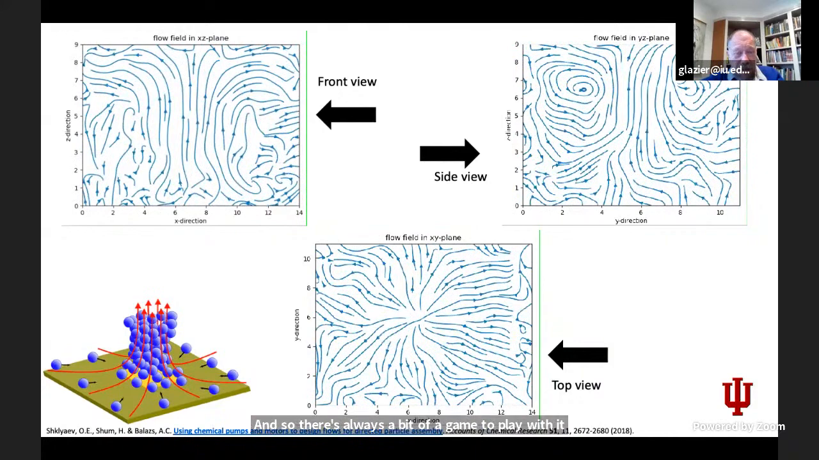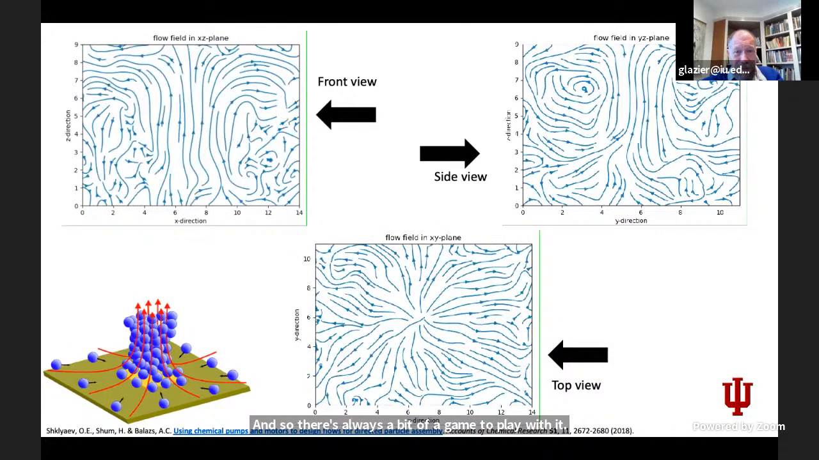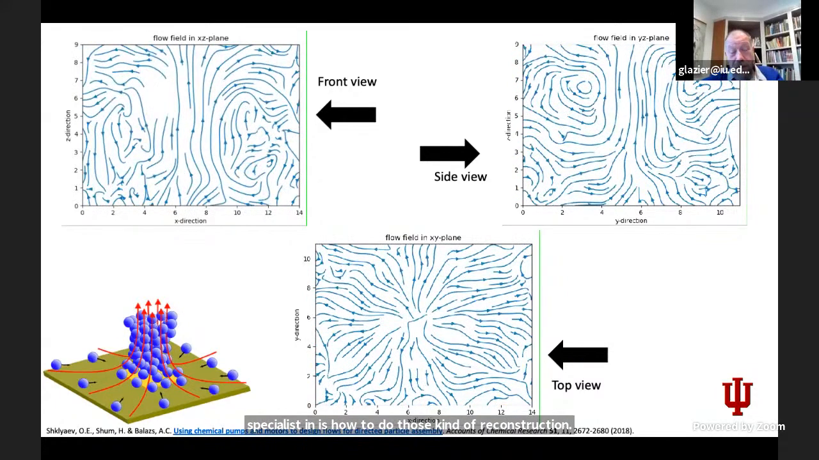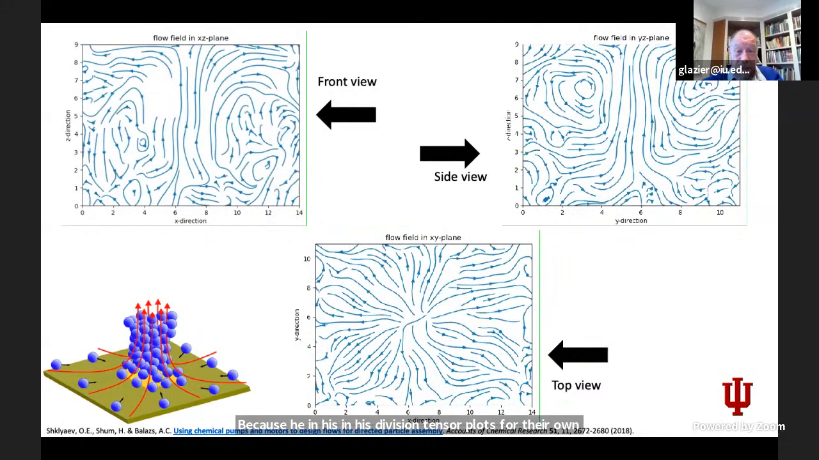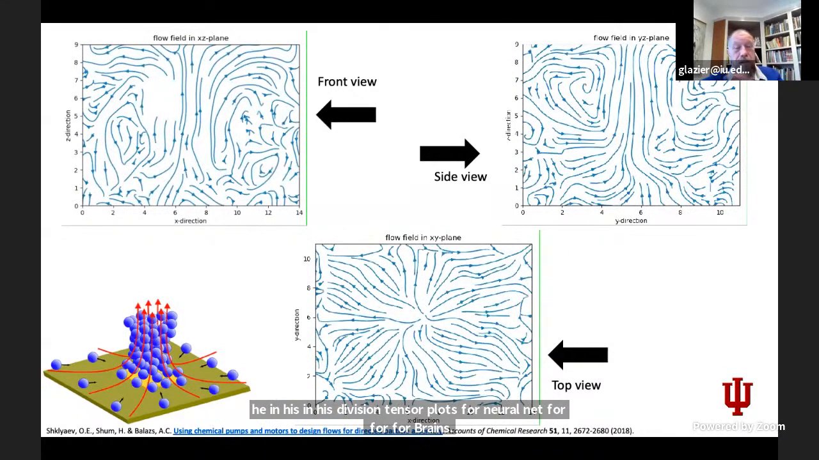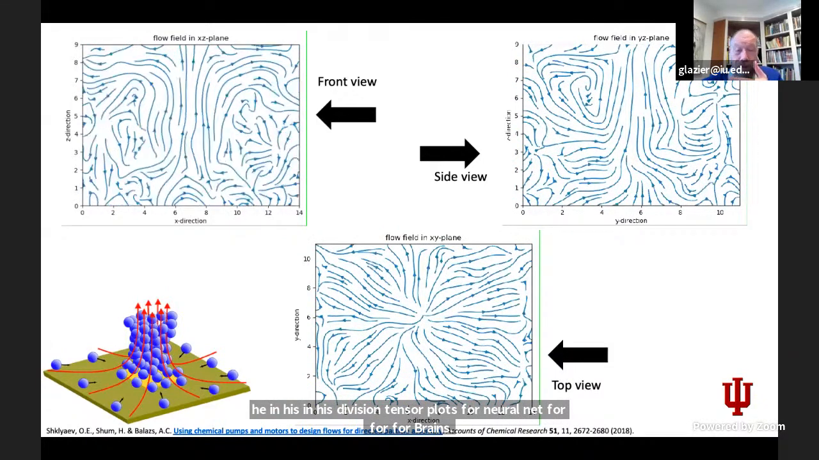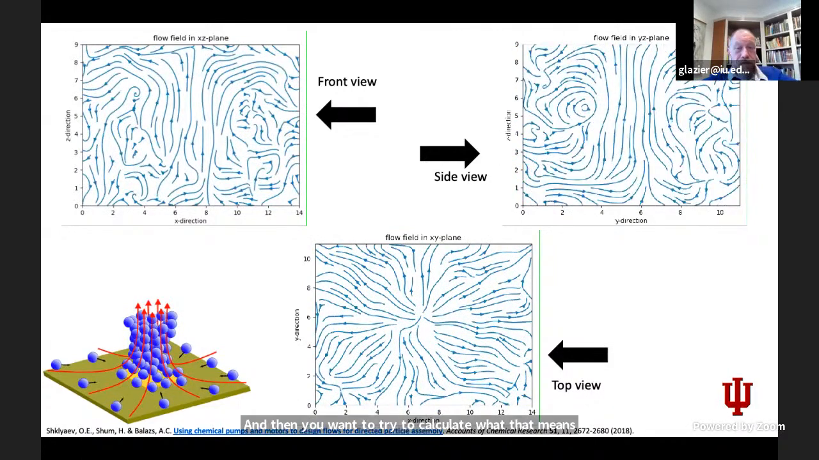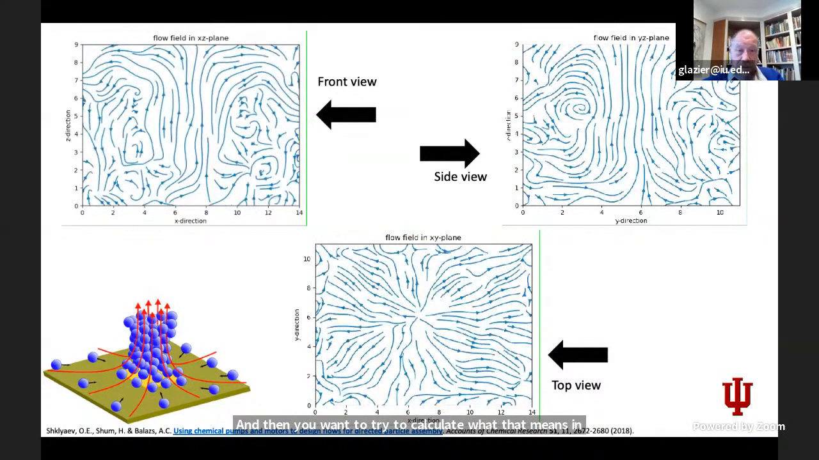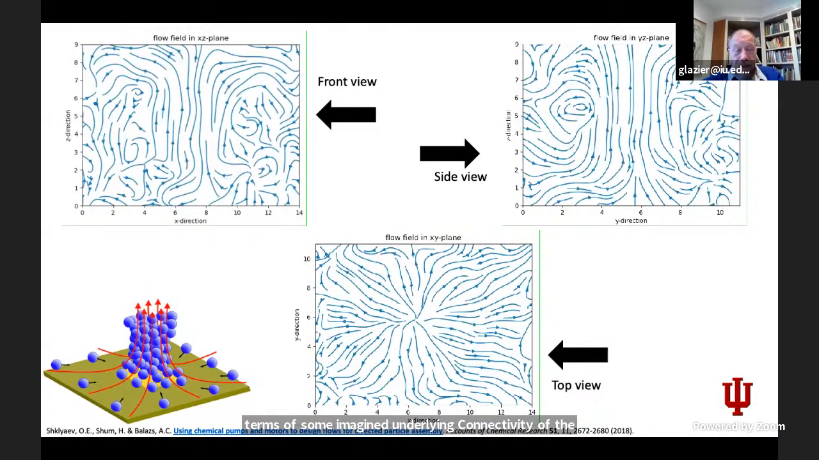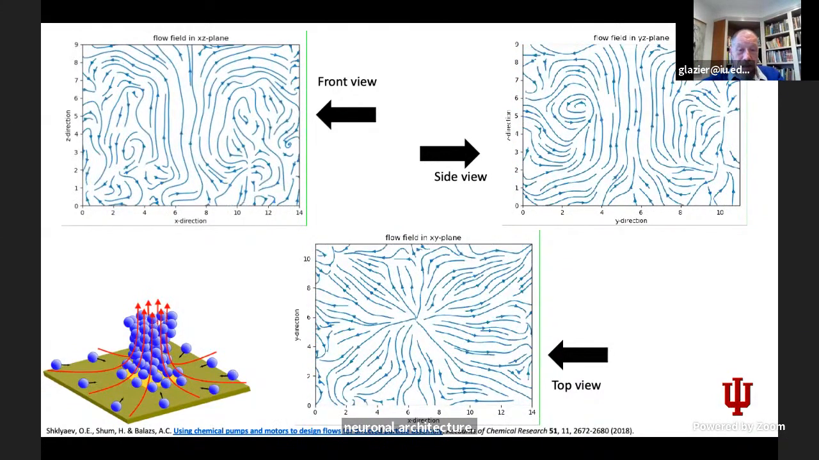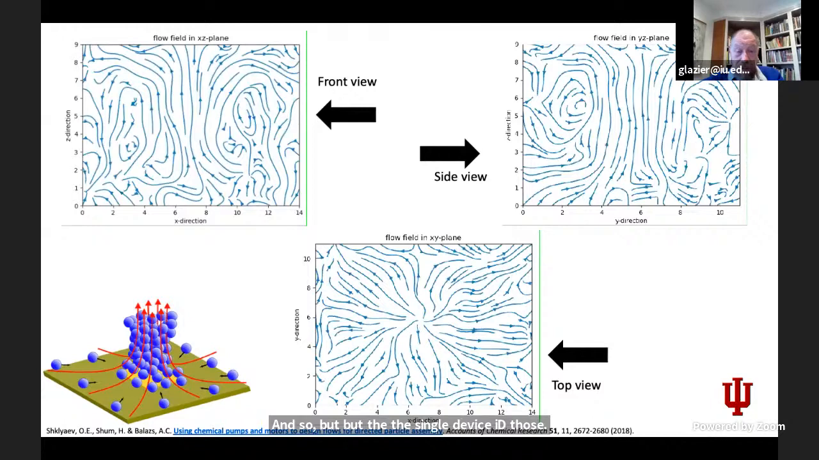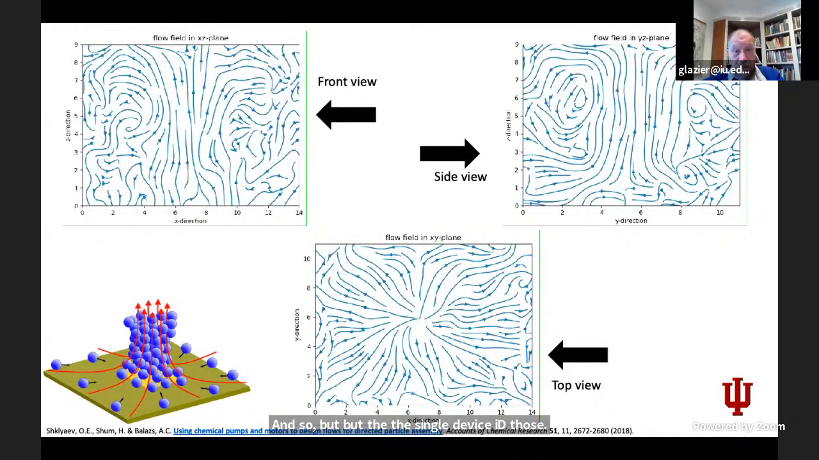Actually, this is something that LF is a great specialist in, how to do those kinds of reconstructions. In his diffusion tensor plots for brains, the diffusion tensor gives you a vector at each point in your 3D MRI image, and then you want to calculate what that means in terms of some imagined underlying connectivity of the neuronal architecture. But the signal to noise in those MRIs is extremely poor, and the spatial resolution is also poor.